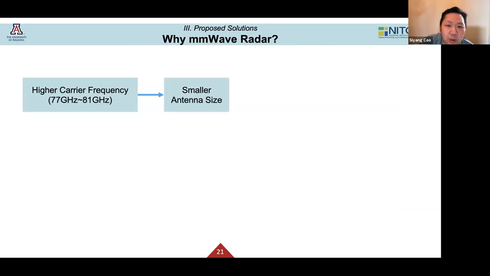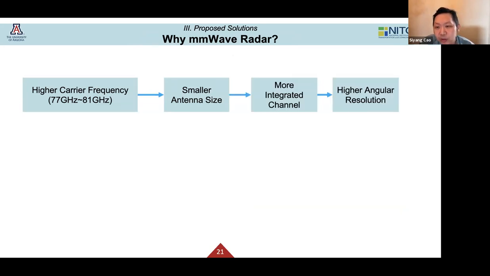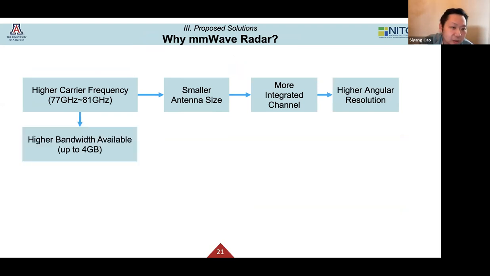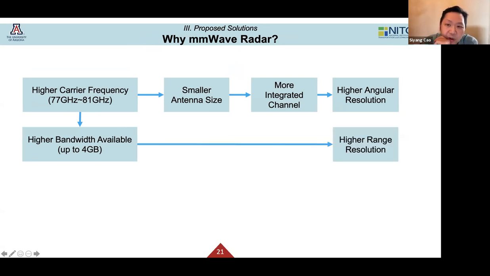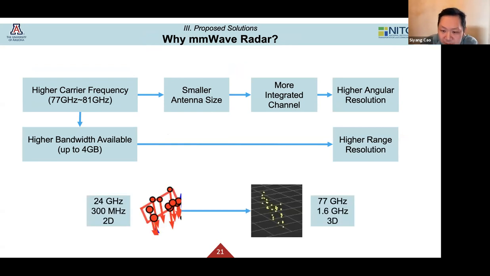So for radar, we are working on 77 gigahertz radar, whose size is small, so it can integrate more channels for higher angular resolution. Because it works with a larger relative bandwidth, the radar will also have a higher resolution compared with the 24 gigahertz radar. For example, if it's a 24 gigahertz radar with 300 megahertz bandwidth, you can tell the points are relatively fewer than with the 77 gigahertz one. In this application, we are working on 77 gigahertz with about 4 gigahertz bandwidth.